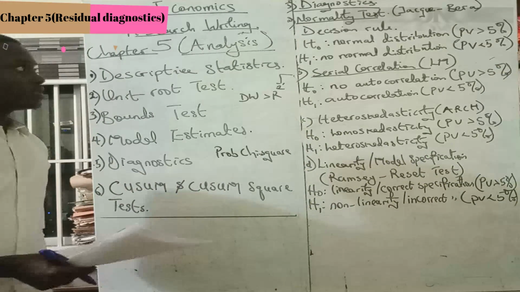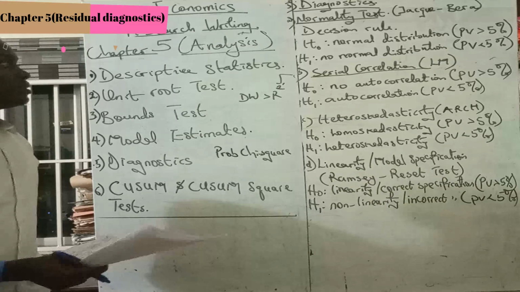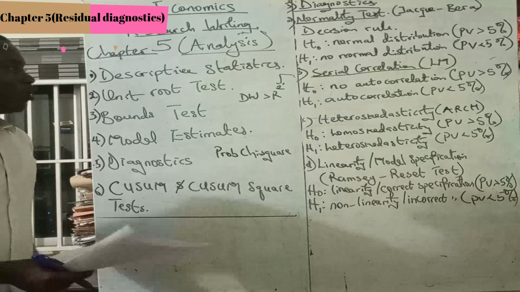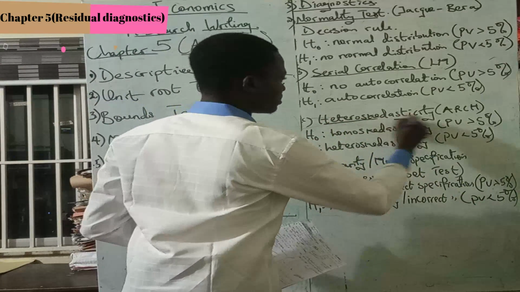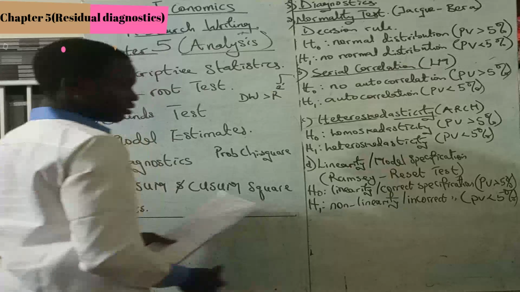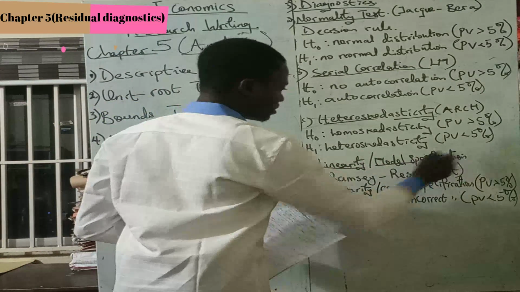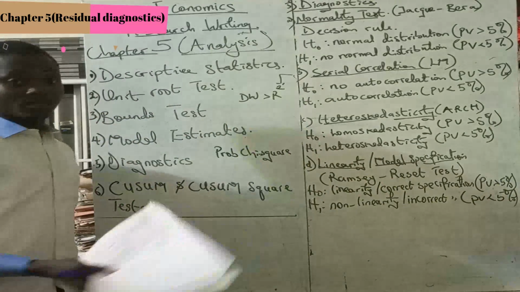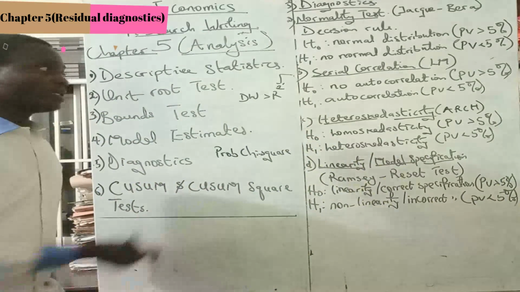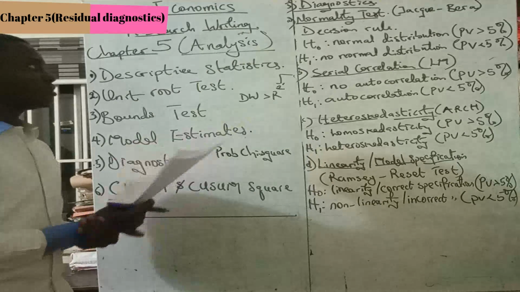So under diagnostics, you could be asked to test for normality, serial correlation, homoscedasticity and heteroscedasticity tests, talking about equal or unequal variance, and linearity or model specification tests. You might also be asked to do a multicollinearity test. I didn't include that. Of course, not everything can be in a particular video, but now let's go into the stuff.